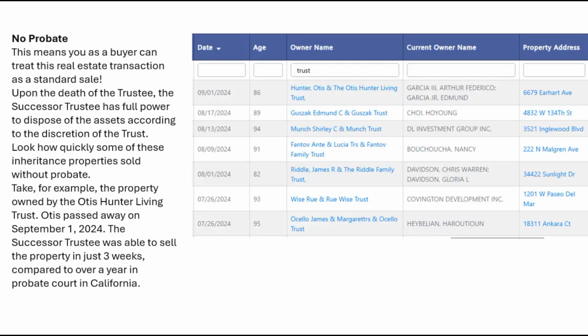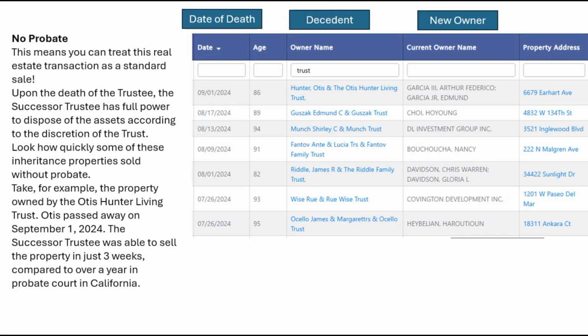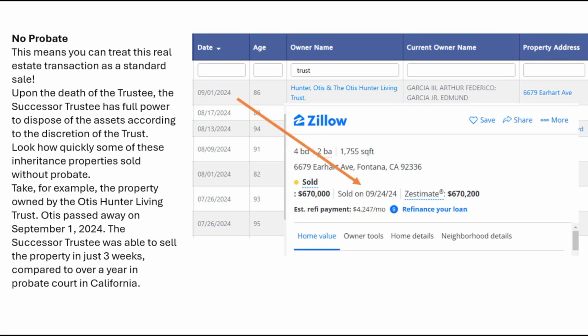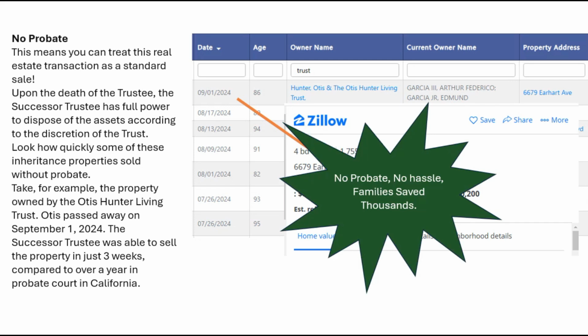No probate. This means you can treat this real estate transaction as a standard sale. Upon the death of the trustee, the successor trustee has full power to dispose of the assets according to the discretion of the trust. Look how quickly some of these inheritance properties sold without probate. Take, for example, the property owned by the Otis Hunter Living Trust. Otis passed away on September 1, 2024. The successor trustee was able to sell the property in just 3 weeks, compared to over a year in probate court in California.